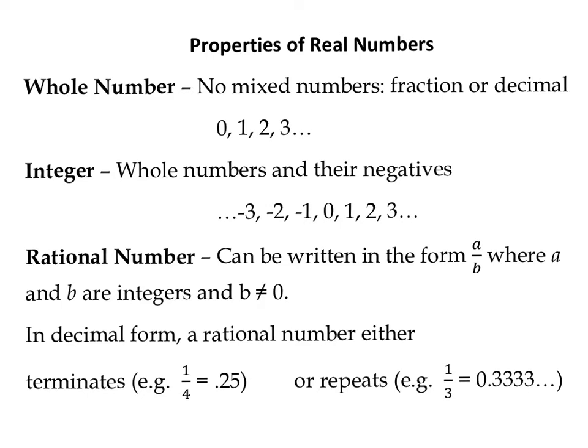There's also integers, which are all of those whole numbers, and their negatives. So you can see the examples there. It's the same thing going to the negative side. So you have 1, 2, and 3, and then -1, -2, -3, and so on, and including 0 as well.